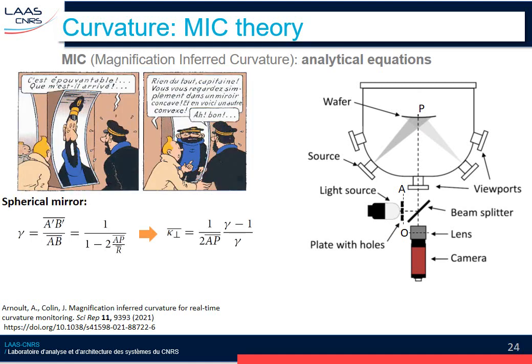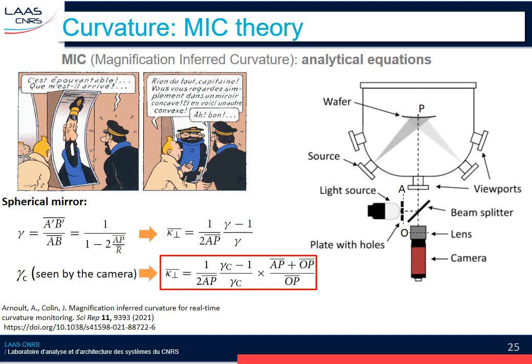We are dealing with spherical mirrors, so this is well known, and you can find in any textbook that the magnification factor of a spherical mirror depends on the distance between the object and the pole of the mirror, and depends also on the radius of the mirror. So you can deduce from this, of course, the curvature as a function of the other parameter, and so as a function of this magnification factor.